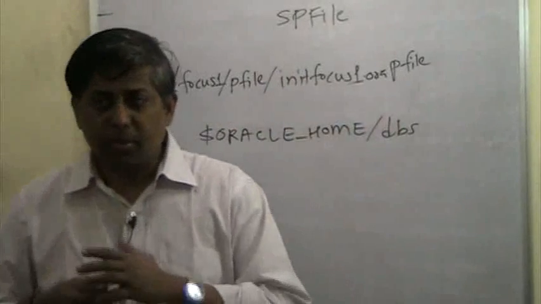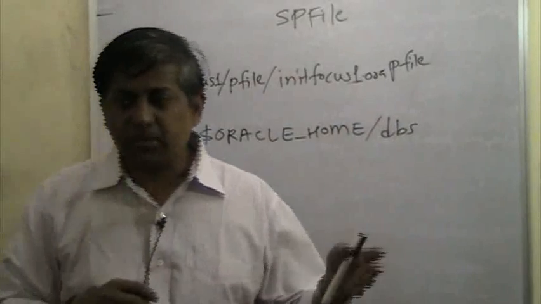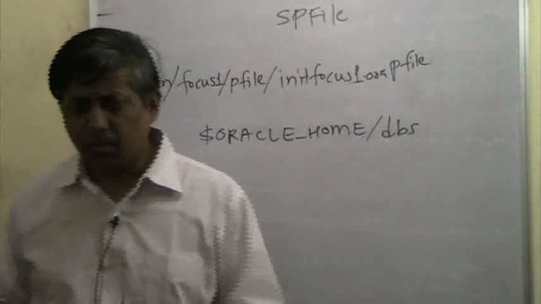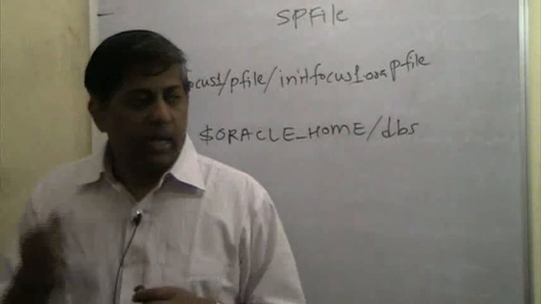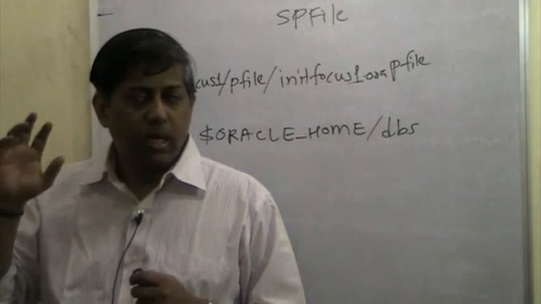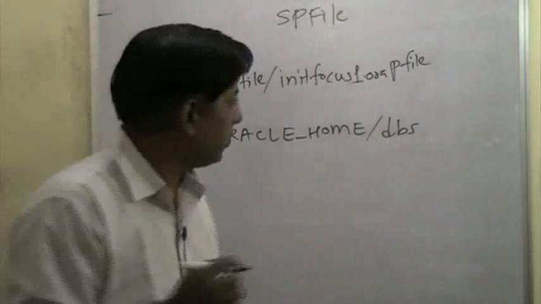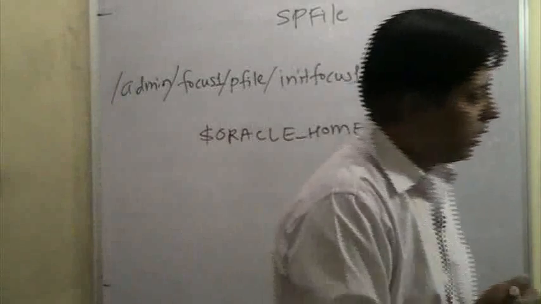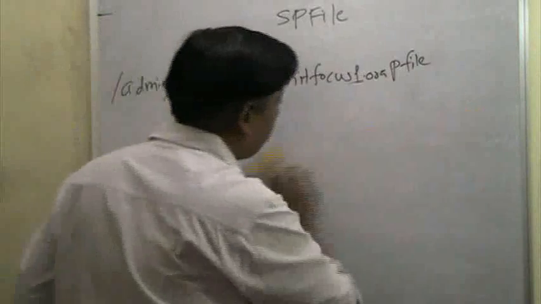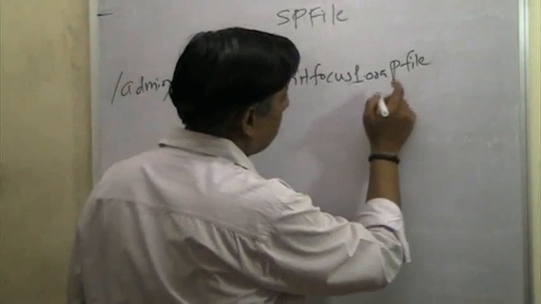All the initialization parameters will be kept inside the P file. Now the total number of initialization parameters from 7 to 8 to 9 to 10 to 11, they are increasing. I think they are close to around 300 parameters now. What are those parameters? They are the ones which control the behavior of the instance, behavior of the database. So what are some of the initialization parameters? Can you guys tell me a couple of them? DB_NAME is probably the easiest one.